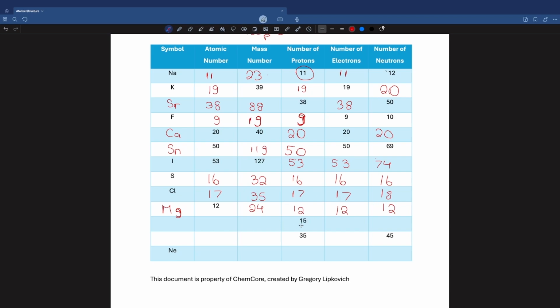Excellent. The next problem, all we're given is the number of protons, but from the number of protons, we can exactly get the atomic number, which is 15. And according to the periodic table, 15 is phosphorus, or the symbol P. All right. And according to the periodic table, the mass number of phosphorus is 31.